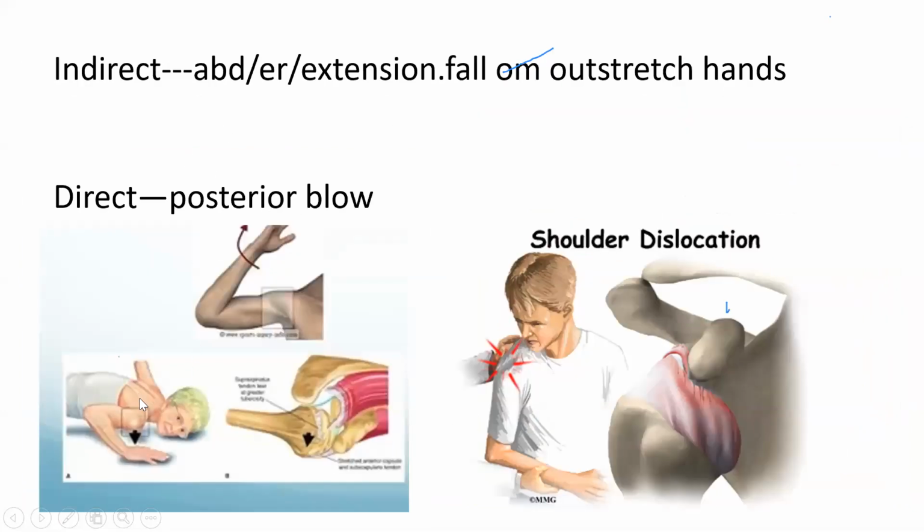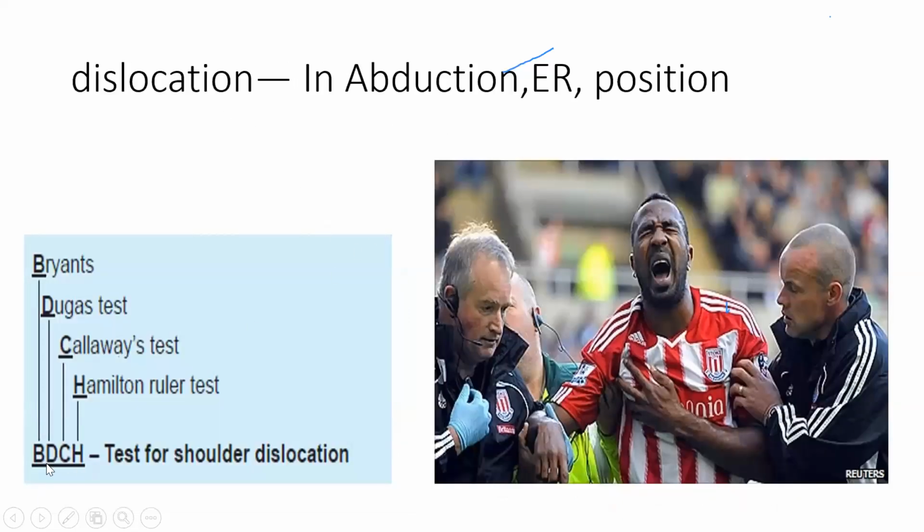This is the classical mechanism: abduction and external rotation, where the lady falls on an outstretched hand. The other mechanism is a push or blow on the shoulder from behind, and it will come anteriorly. There are mainly four tests for anterior dislocation. This is BDCH. It should be BCDH, but anyway, just remember BDCH: Bryant, Dugas, Callaway, and Hamilton ruler. These are the four tests.